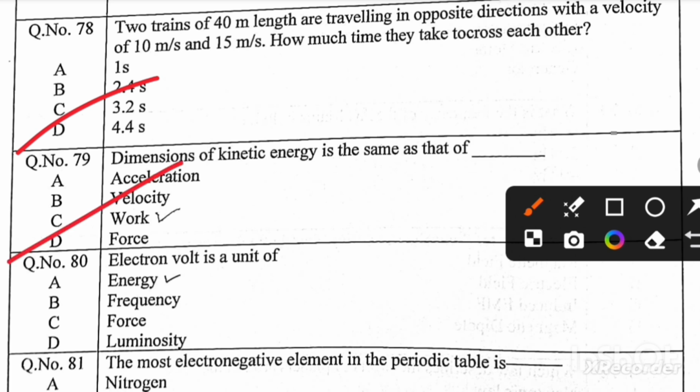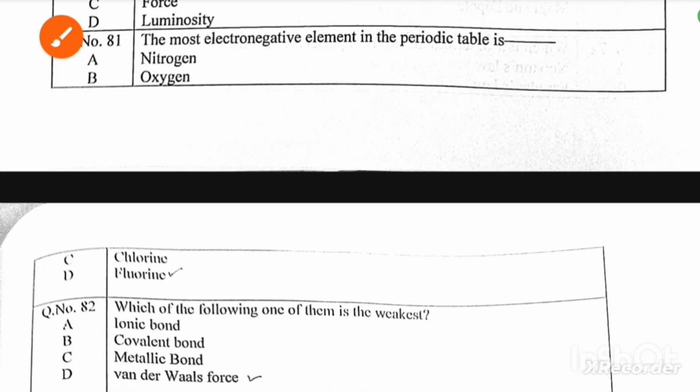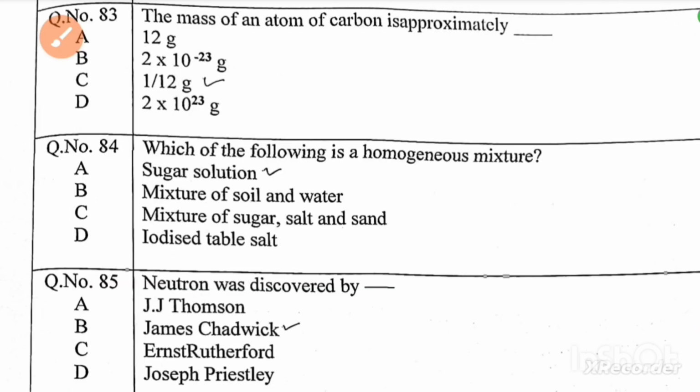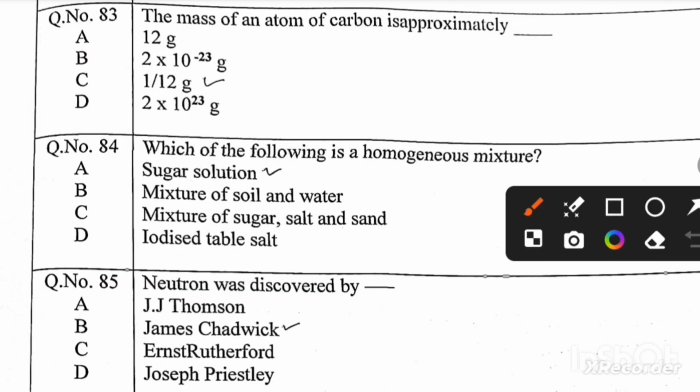Dimensions of kinetic energy is the same as that of work. Electron volt is a unit of energy. The most electronegative element in the periodic table is fluorine. Which one of the following is the weakest? The answer is option D, van der Waals forces. The mass of an atom of carbon is approximately 2 × 10 raised to the power minus 23 grams. Then which of the following is a homogeneous mixture?